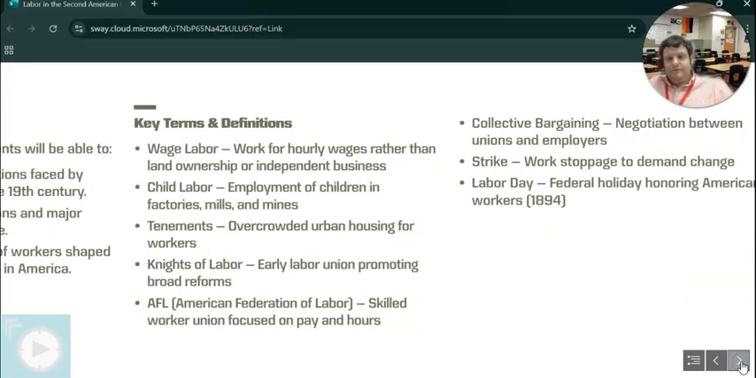Now there's a few key terms and definitions we're going to go over. First up is wage labor. Many of my students are familiar with wage labor because that might be what they do if they're working at fast food or maybe at a store. This is work for an hourly wage rather than land ownership or an independent business. You get paid a certain amount per hour and you get paid for the hours you work. That's the idea there. This is different from a salaried position where you have a contract outlining your duties and responsibilities and the time frame to do them. Teachers would be a good example of salaried employees that you as a student would encounter.